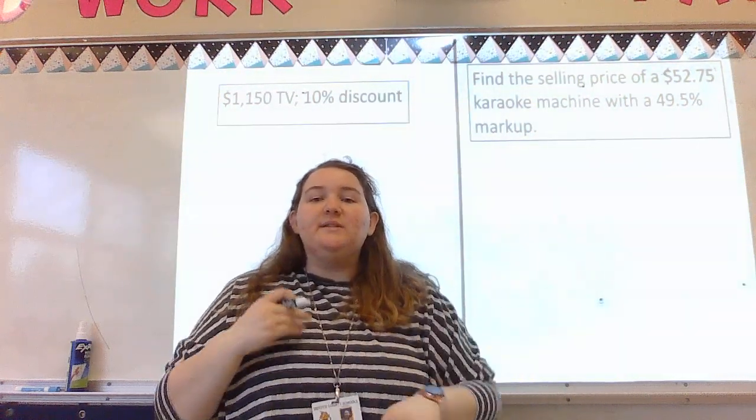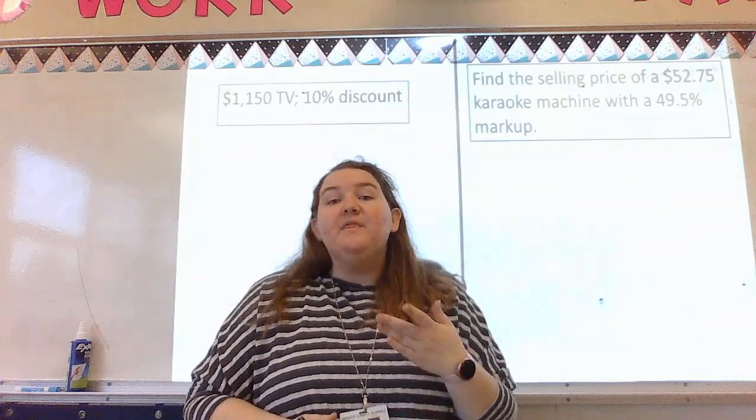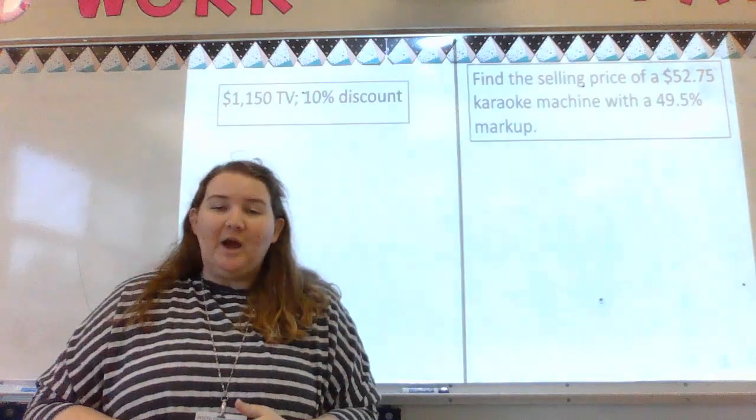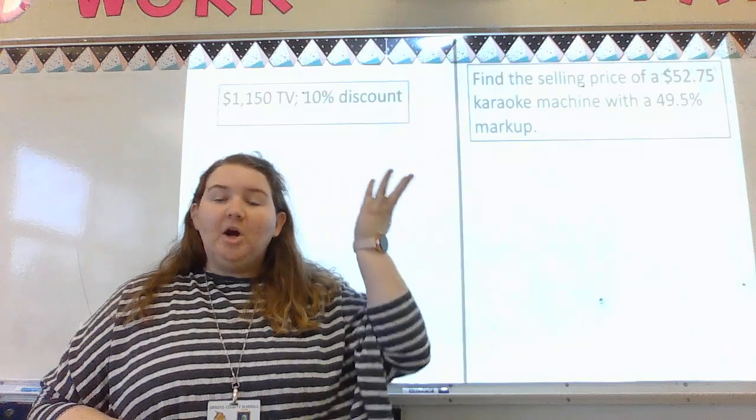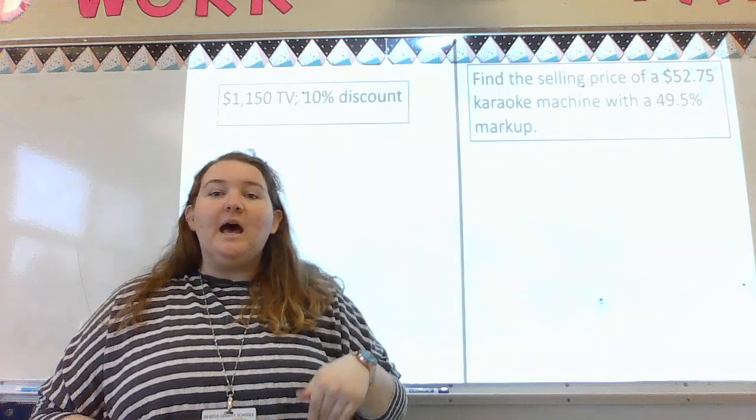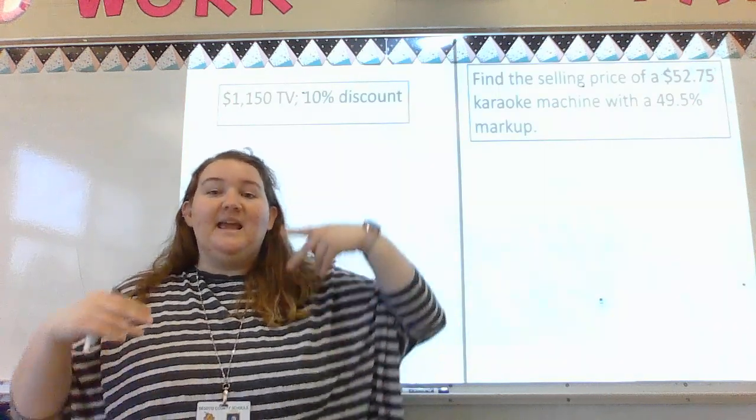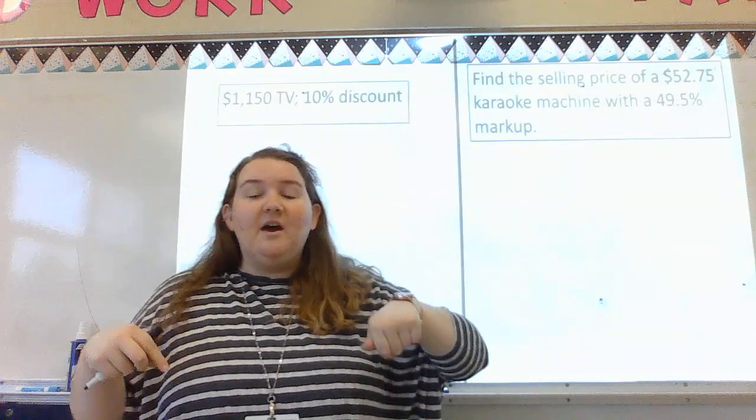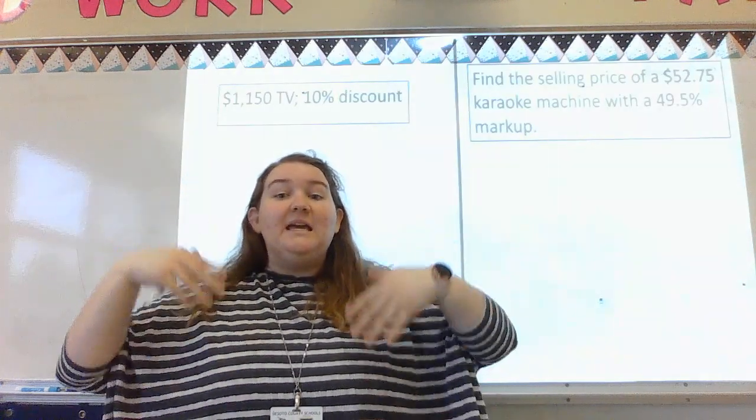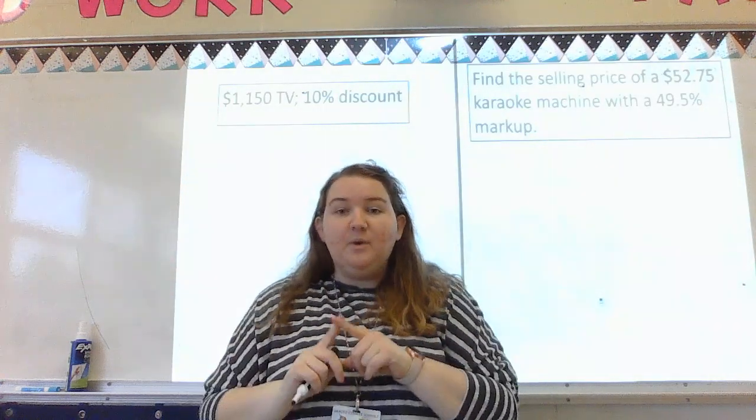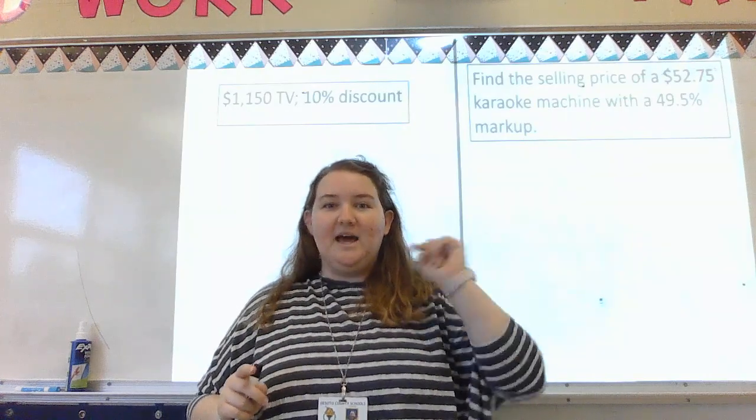I am going over some extra problems using method 2 to solve for new prices. So we've been talking about markups and markdowns. A markup is if you see a price and it has something added on to it. A markdown is if you see a price and it has something taken off of it. Okay, so keywords here: mark up, you add; mark down, you subtract.